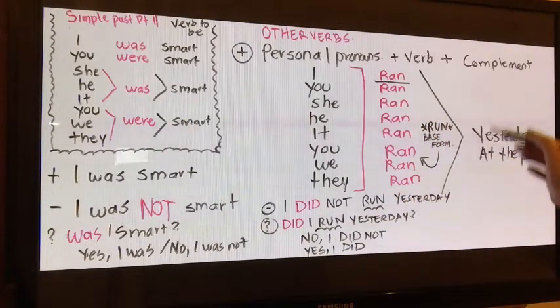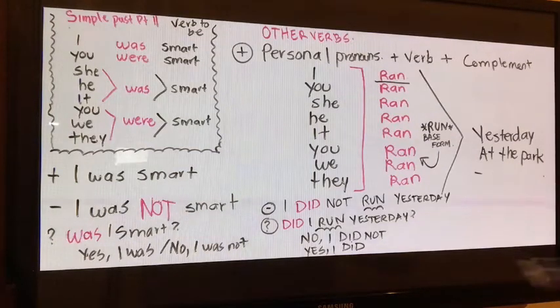So later on, I can add my complement. In this case, I decided to use an expression, a past time expression, and then I added a place. But you can add another noun, or you can add other type of past time expressions, or you can use phrases, anything that you like. The only thing that you don't have to do is add another verb. Okay, so knowing that, we're gonna continue with.